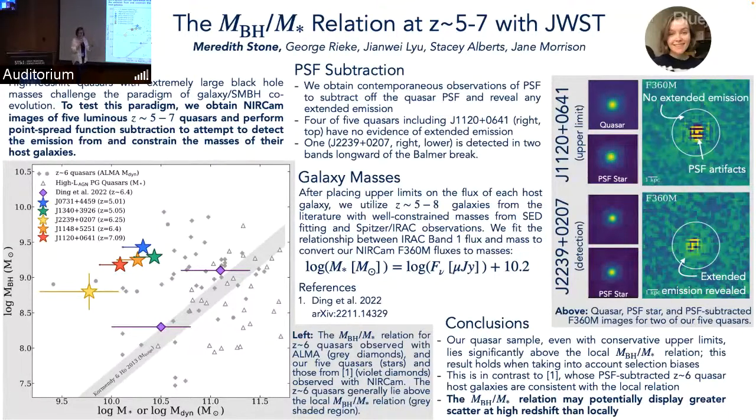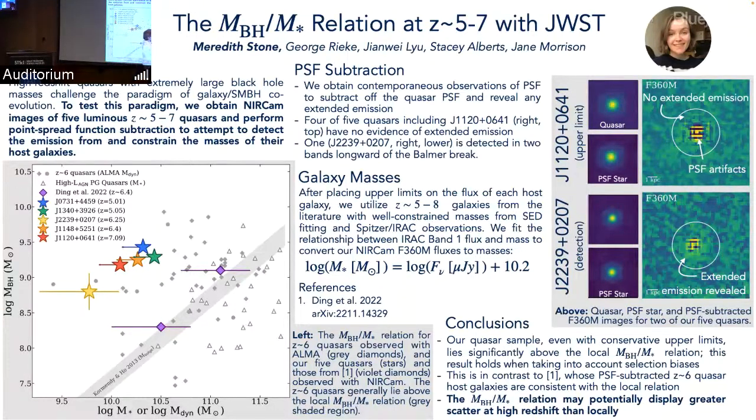Because these are dedicated observations and we're not pulling from some larger field or survey, we don't have a lot of stars in our images to build an empirical PSF. So instead, for each quasar, we obtain dedicated observations of a PSF star, which we then take as a reference and subtract from our quasar. And these stellar and quasar PSFs match each other really well. We do a really good job minimizing the PSF artifacts, partially because of our use of NIRCam medium bands, which, when compared to wide bands, do a better job of mitigating any differences in the shape of the stellar and quasar PSFs due to their different spectral shapes.